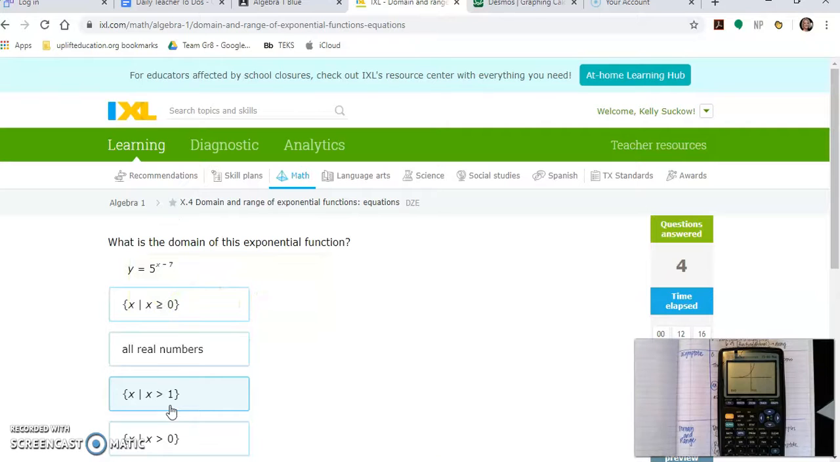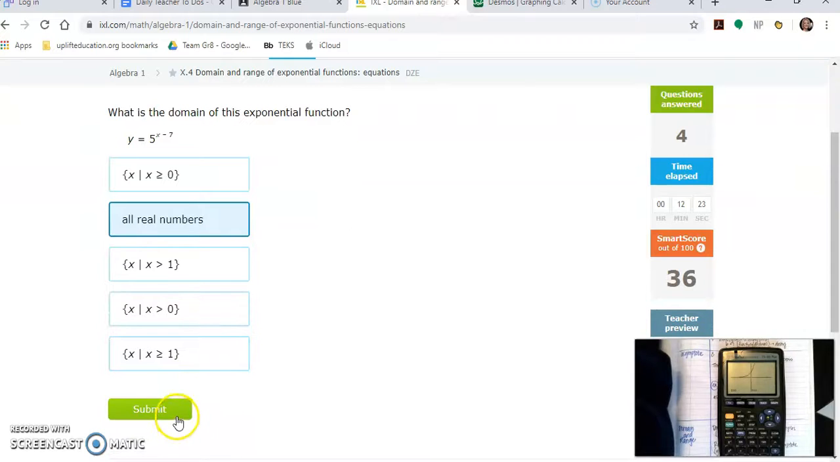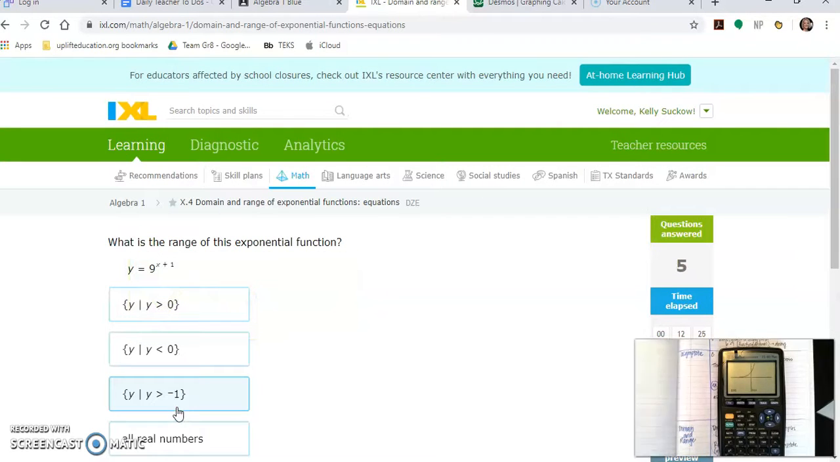What is the domain of this exponential function? Domain for all of these examples is going to be all real numbers. This one says, what is the range of this exponential function?